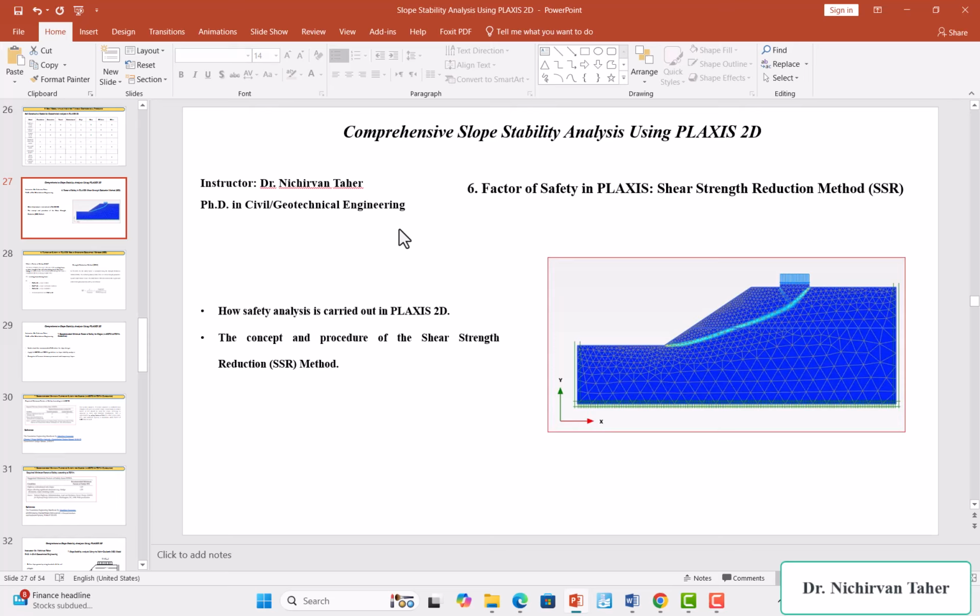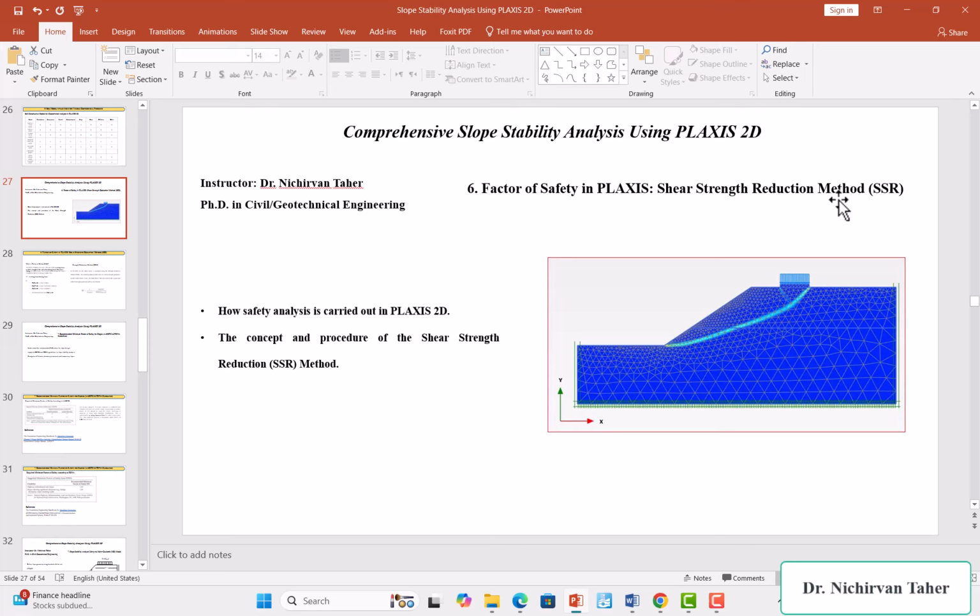Hello everyone, welcome back again to the course Comprehensive Slope Stability Analysis using PLAXIS 2D. This is tutorial number 6, Factor of Safety in PLAXIS, which is based on the Shear Strength Reduction method approach.